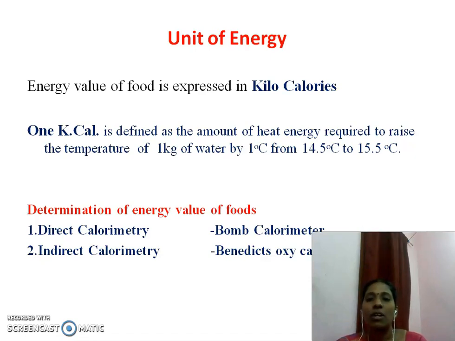There are two different calorimetric methods which are used to determine the energy value of food. One is direct calorimetry and another one is indirect calorimetry. In the direct calorimetry, the instrument used is the bomb calorimeter. This bomb calorimeter works on the principle of direct calorimetry. This will help to determine the energy value of foods. The next one is indirect calorimetry. Instruments like Benedict's oxycalorimeter are helpful to determine the energy value of food by indirect calorimetry.